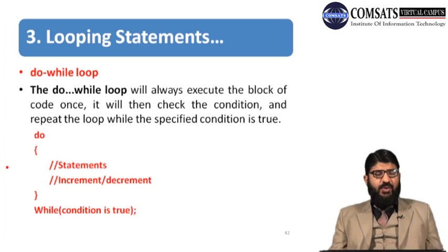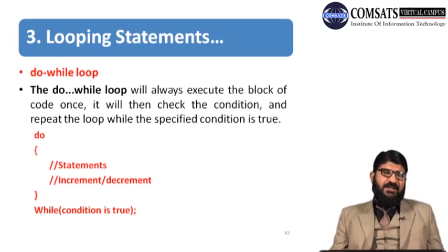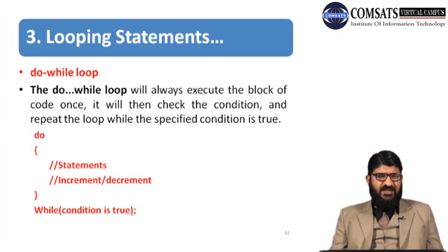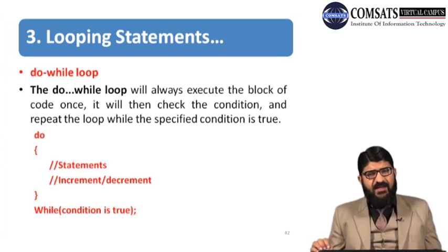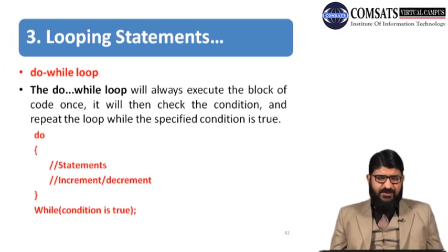The next one is the do while loop. The do while loop will always execute the block of code at once. So once the block is executed, it will check the condition and repeat the loop until the specified condition is true. It means the do statements are executed once, and then the condition is checked for the first time.